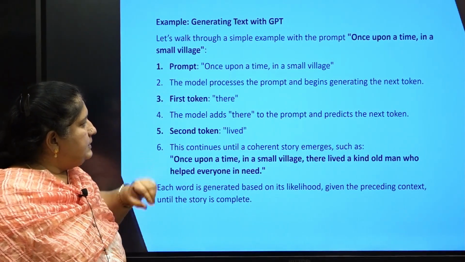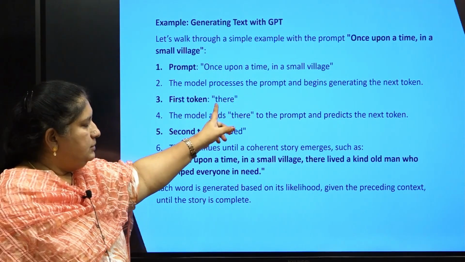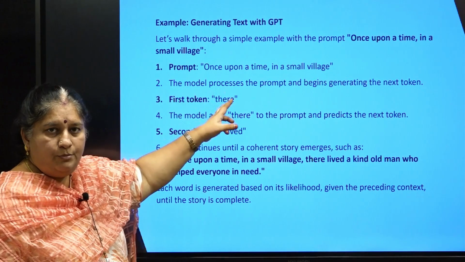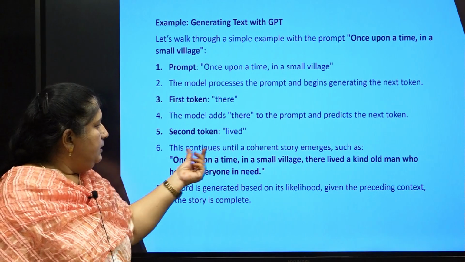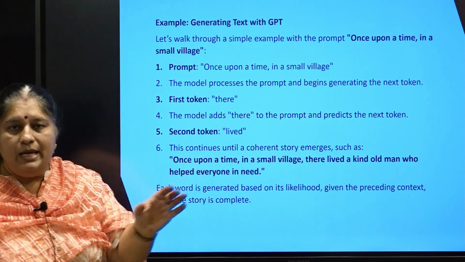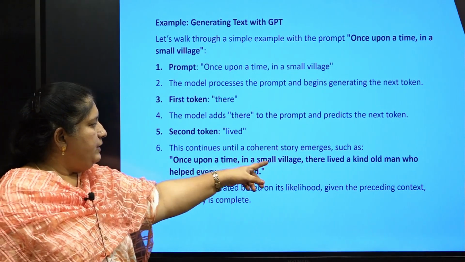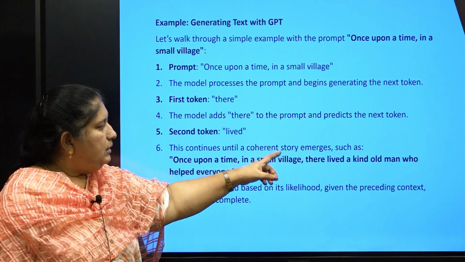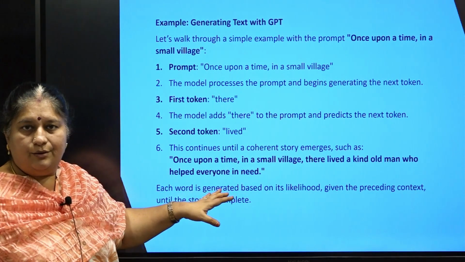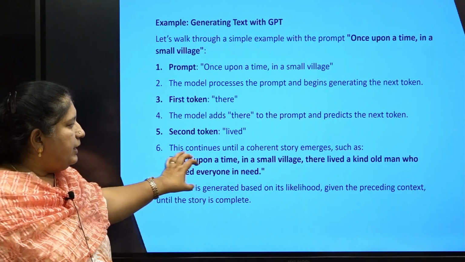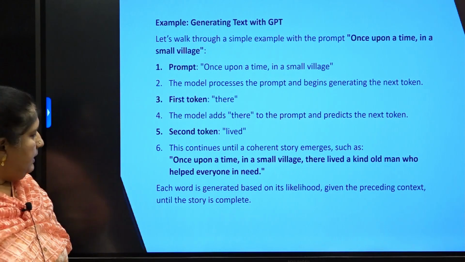Now, what will be the next prompt? Once upon a time in a small village there. This is the prompt for the next token. What is the second token it is generating? Lived. This continues until you get a meaningful sentence. Say for example, once upon a time in a small village there lived a kind old man who helped everyone in need. Makes meaning, right? Makes sense. So, such kind of coherent sentences are generated and then the model stops generating the text.